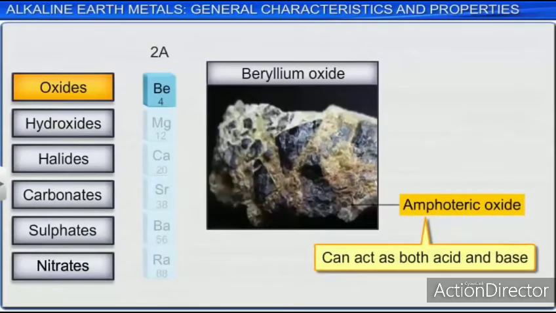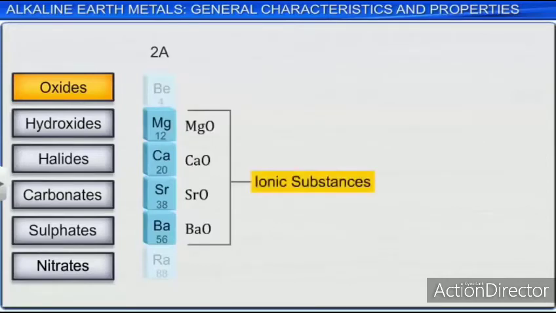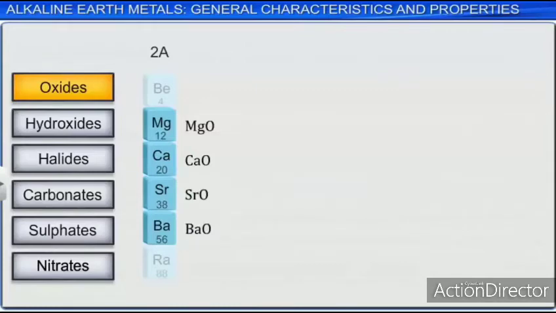The other group 2 metal oxides are essentially ionic substances, and the basic nature of oxides increases from magnesium to barium. With the exception of beryllium oxide, the group 2 metal oxides are basic anhydrides. This means that they react with water to form metal hydroxides.